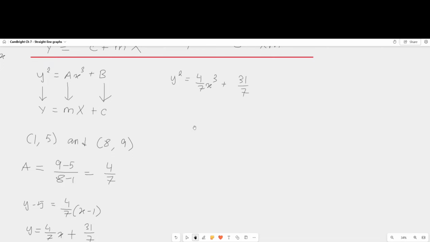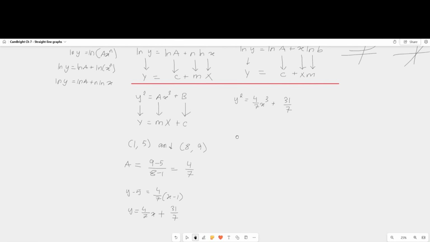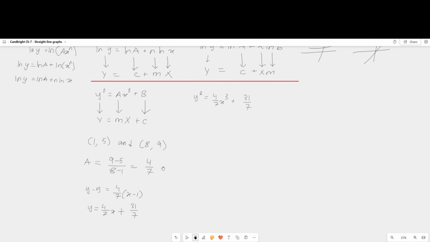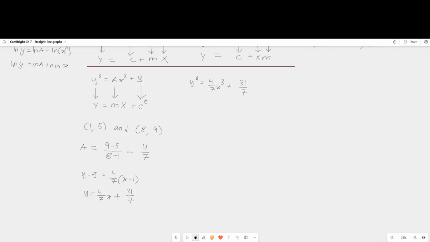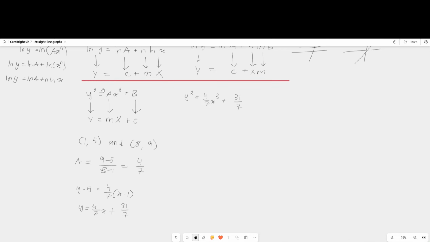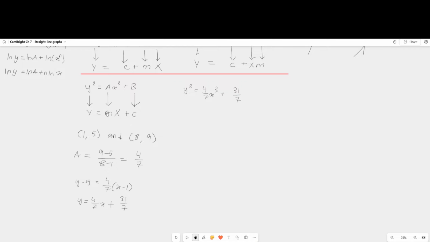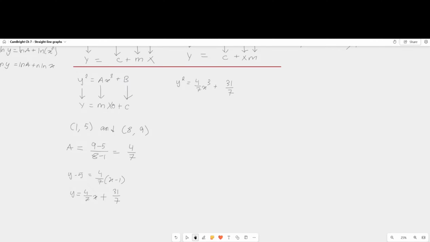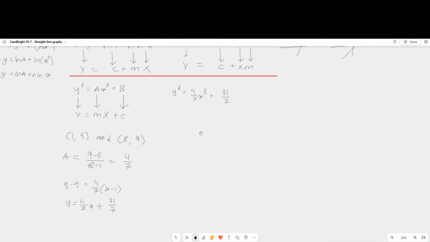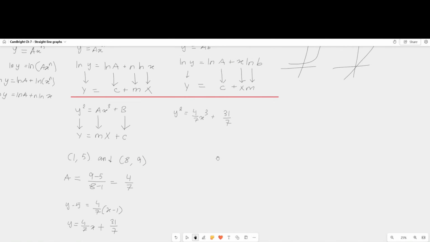So 4 by 7 into 1 cubed plus 31 by 7 gives us 5, which is technically correct, but it isn't y squared. So obviously I just made these numbers up. Your examination values will be correct, but this is basically the process. You'll either be told that this can be converted to linear, so you'll have to do that, or you'll have to show that it actually can be, such as this one. Then you'll have to find the values for m and c, look at the pattern, how they equate to each other, and solve the thing. But yeah, that's about it. Thanks for watching.